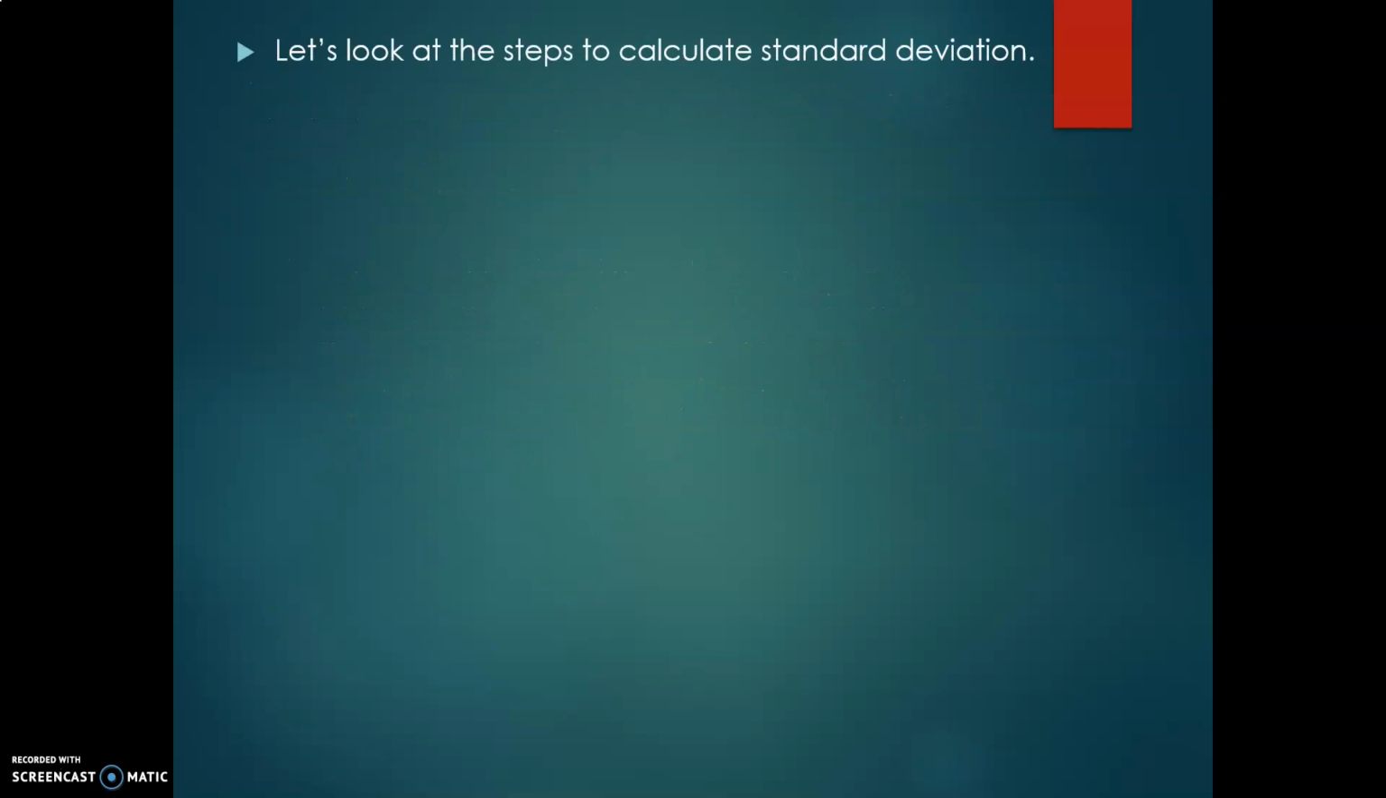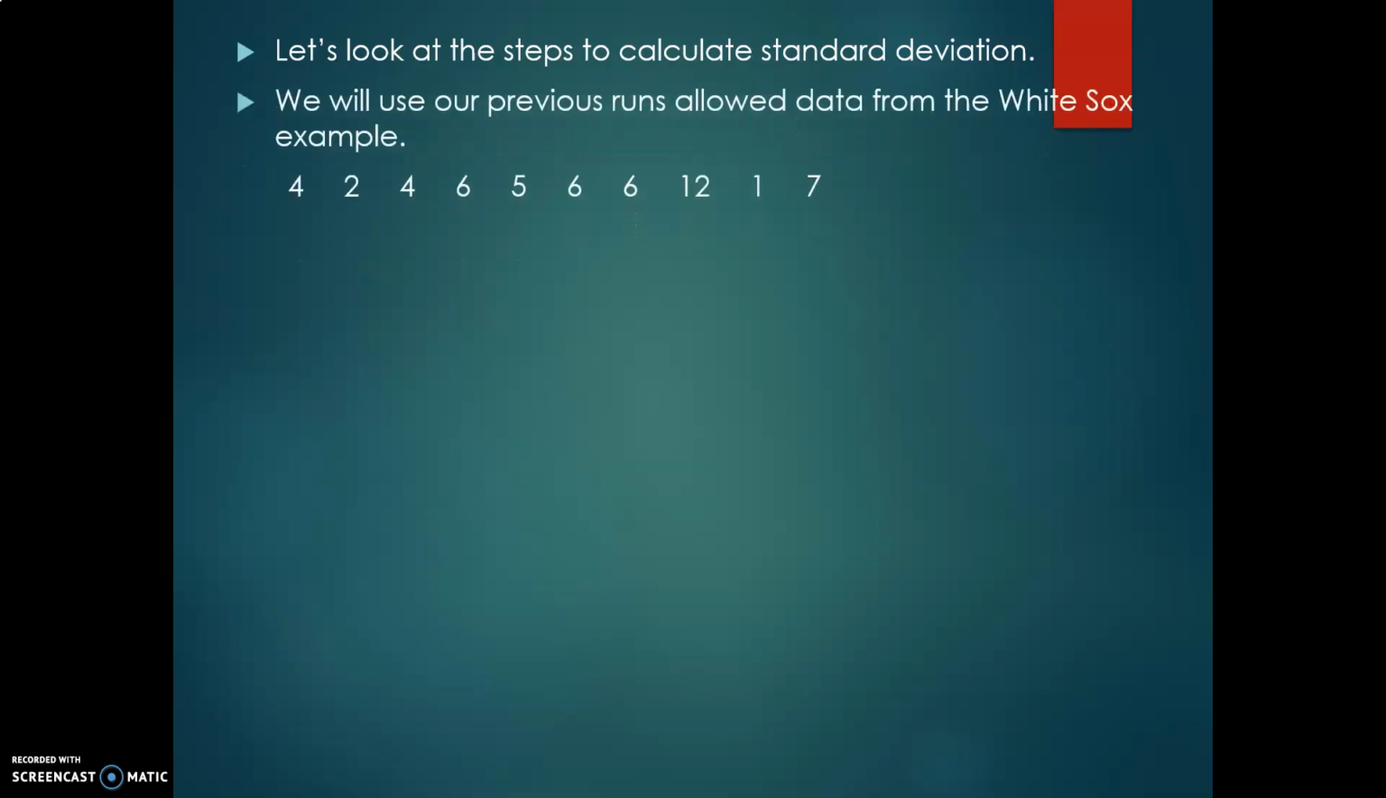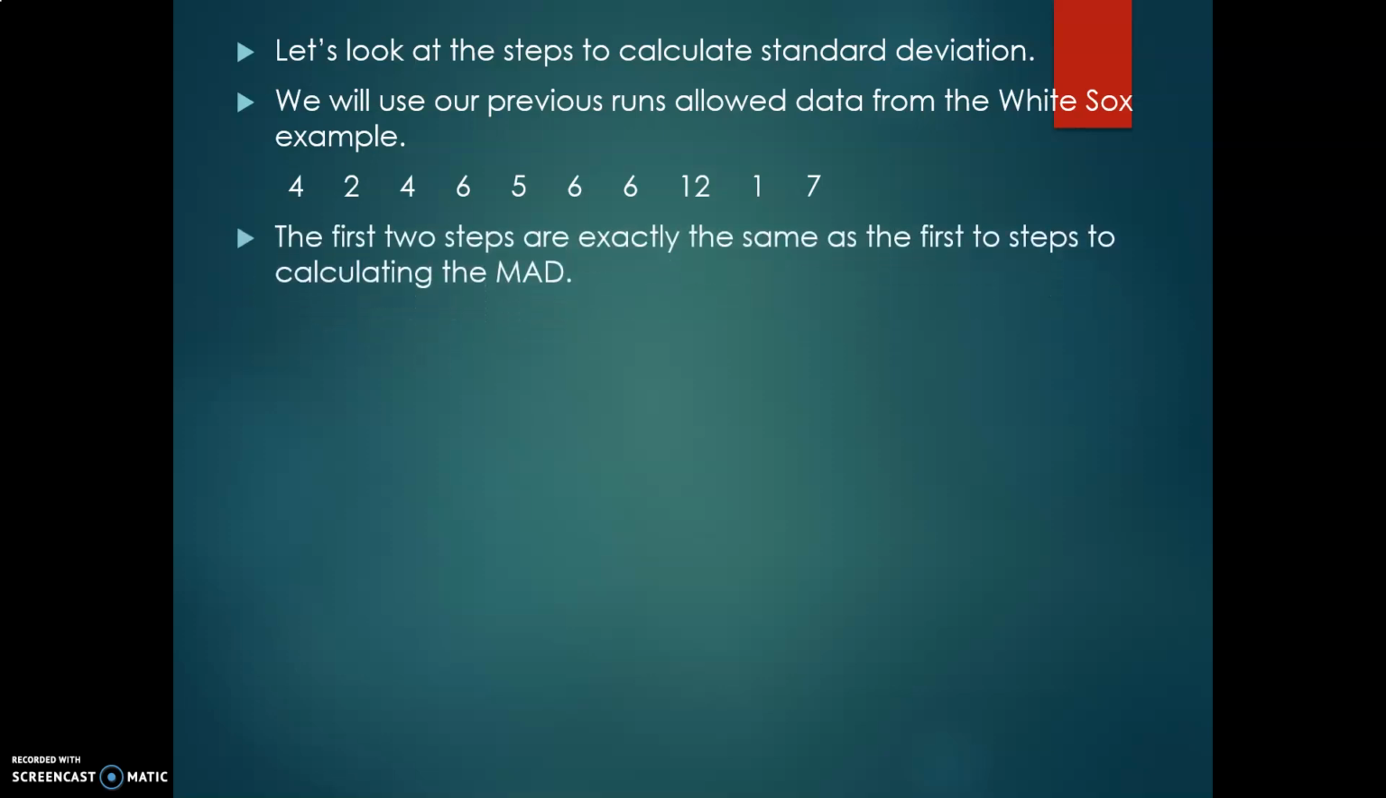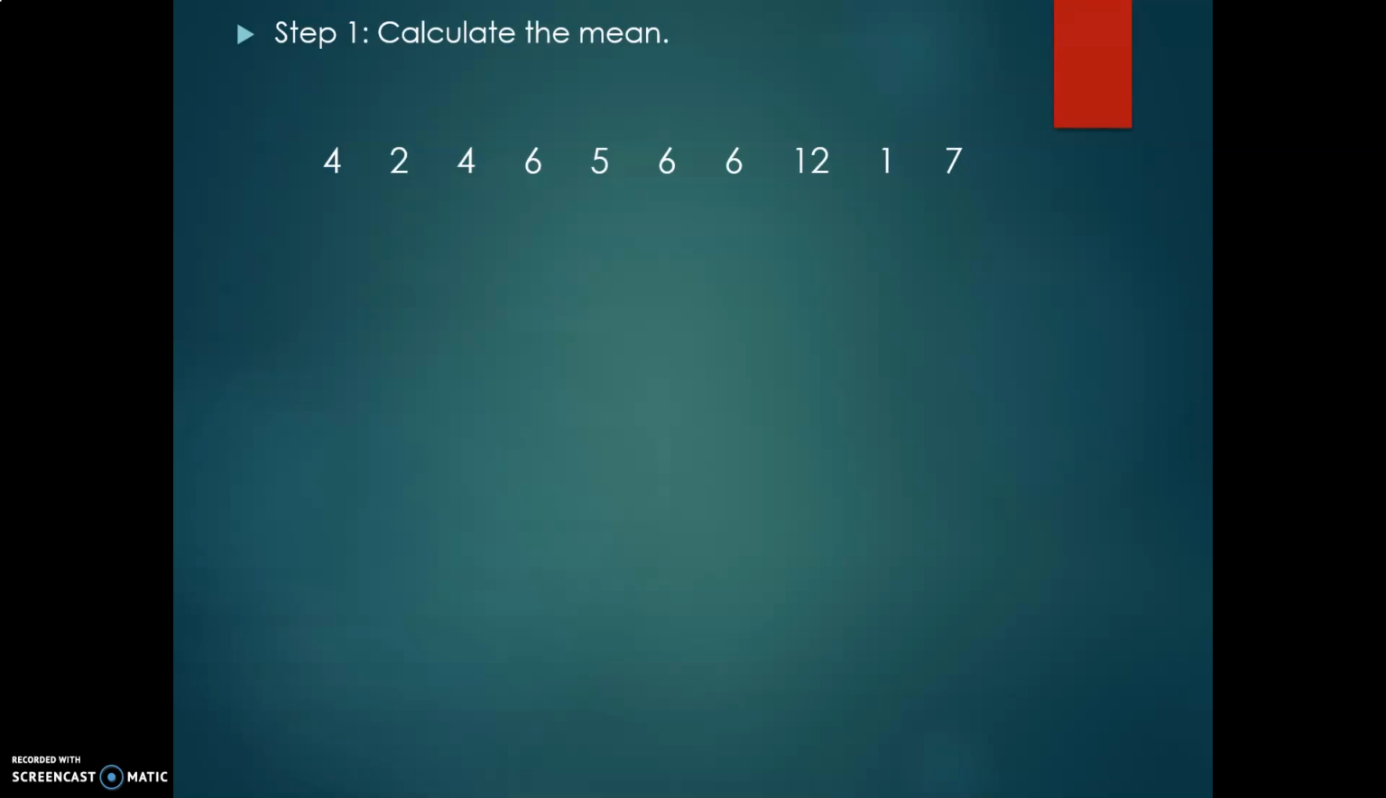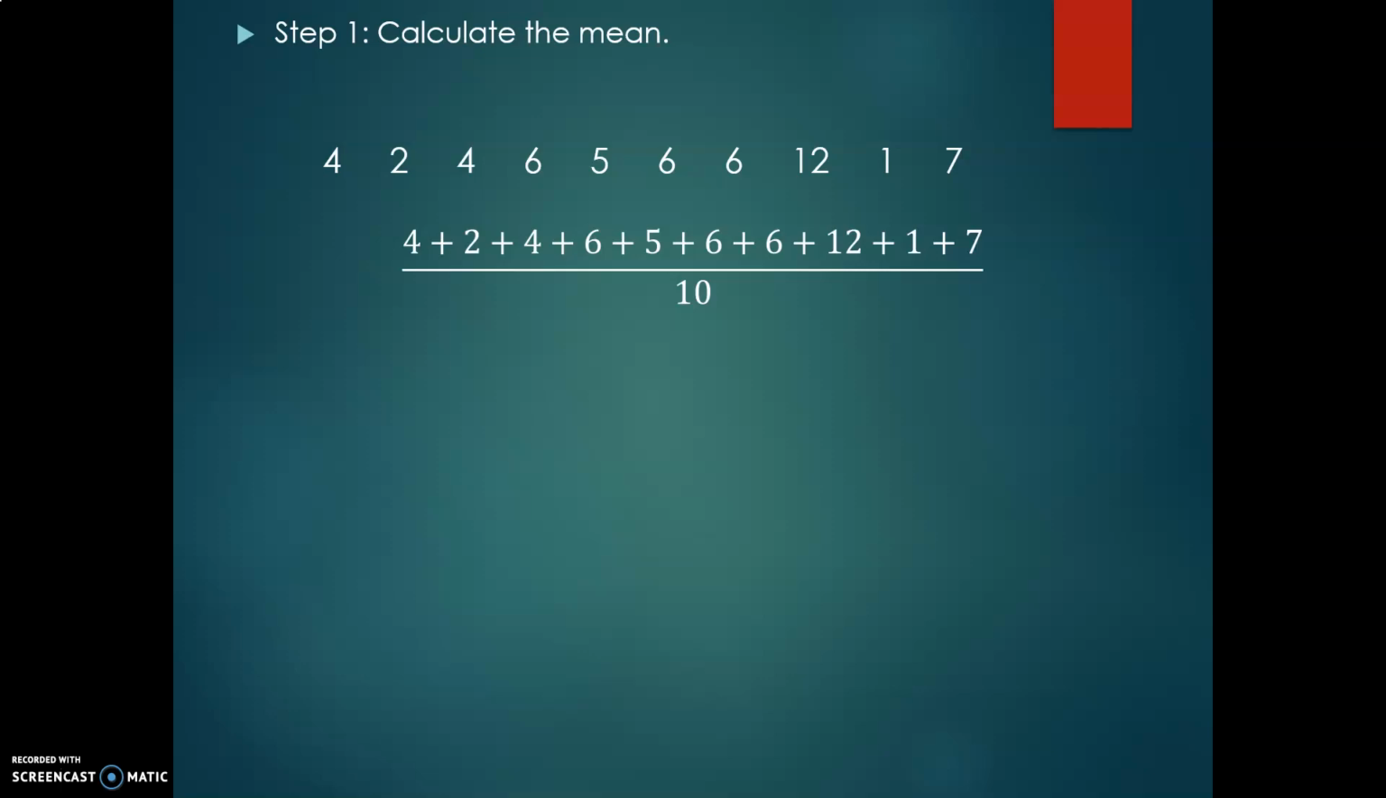So let's look at the steps to calculating the standard deviation. That's really the focus of what we're trying to go through today. What's really nice is we're going to use that previous example from the White Sox under manager Ozzie Guillen when he complained about the consistency of his team. The first two steps are the same first two steps that you take for calculating the mean absolute deviation. So we're going to calculate that mean. We add those values together and then divide by the number of numbers, and when we do that, we get that our average is 5.3. So that's step 1.